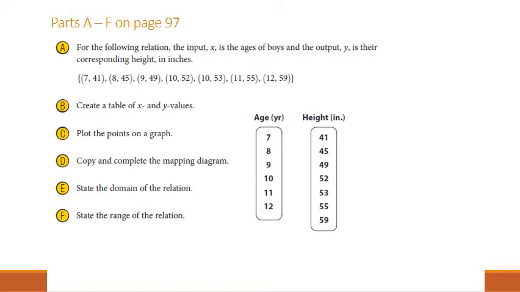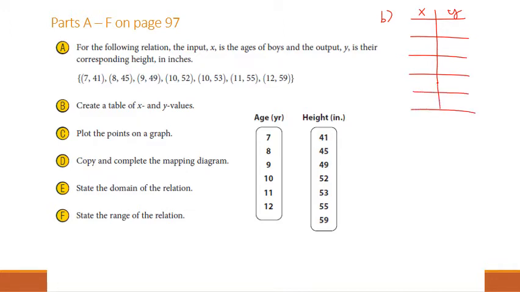All right, part A just gives us the information, the data. For the following relation, the input x is the ages of boys, and the output y is the corresponding height in inches. Part B says, create a table of the x and y values. So I'm going to do B up here, so I have a little room. I'm going to put my inputs of x there, my outputs of y there, and fill in my table.